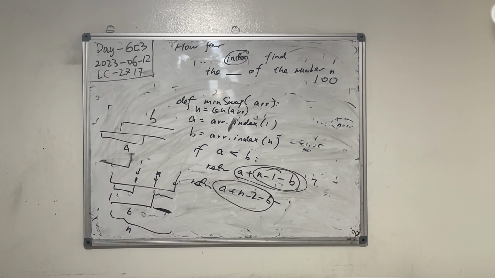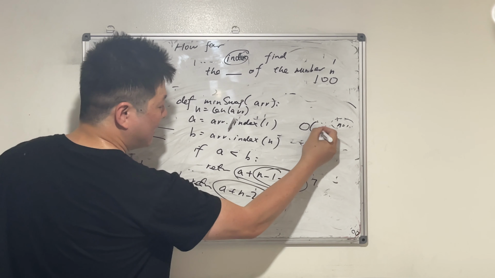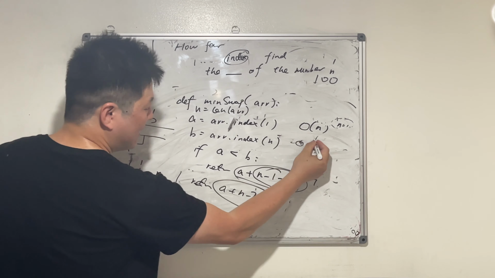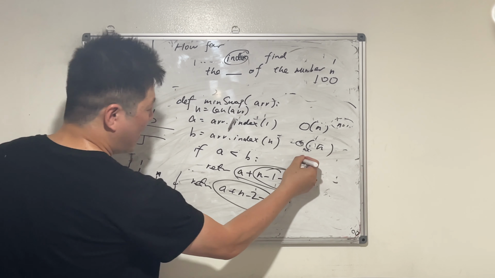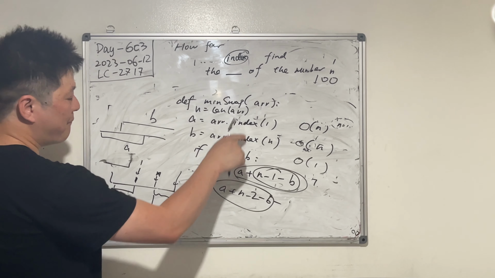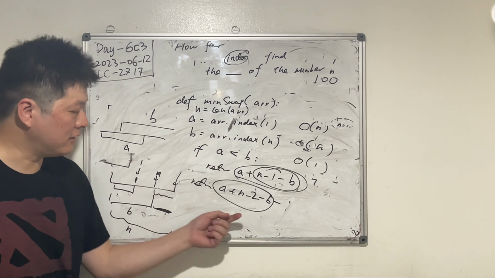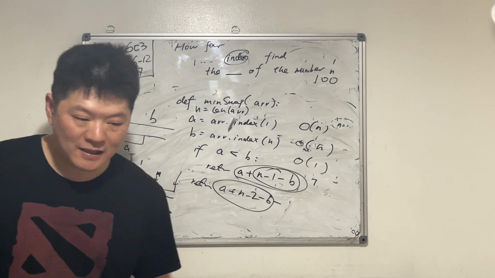The time complexity: O(n). Yeah, O(n), finding the number in an array. Okay? Space complexity, O(1). Finding the numbers, we need to find that number twice. Okay, finding the number twice, O(n), O(1).